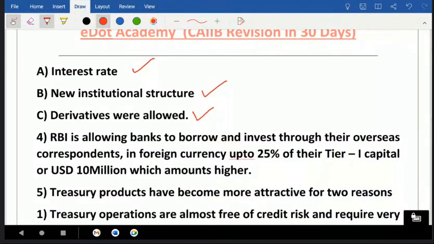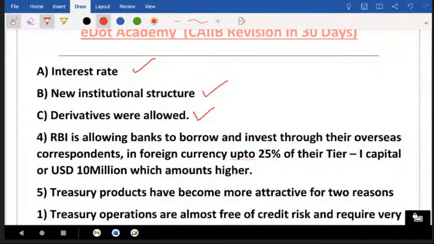Okay, so RBI is allowing banks to borrow and invest through their overseas correspondents, because nowadays, due to globalization, all banks have their foreign correspondents in other countries. So now they are allowed to borrow and invest in foreign currency up to 25. This point is very, very important. Up to 25% of their Tier 1 capital.